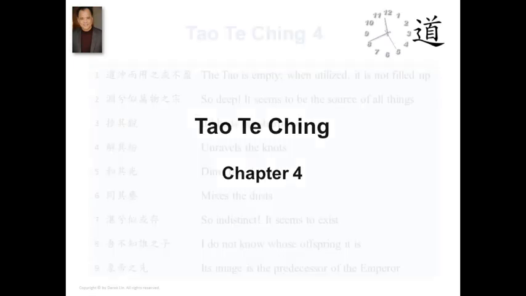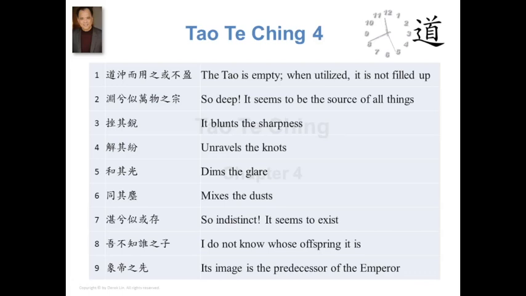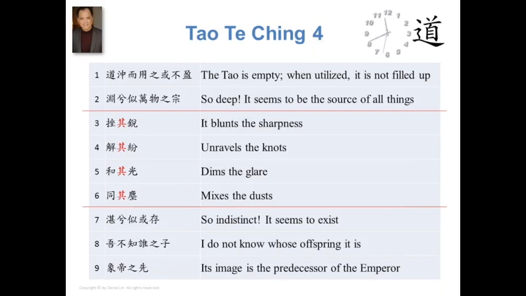Please be seated. Let's dive back into Tao Te Ching, Chapter 4. So, what did we talk about last time, and where were we? Where did we leave off? So, Chapter 4, we divided it up into 3 sections.